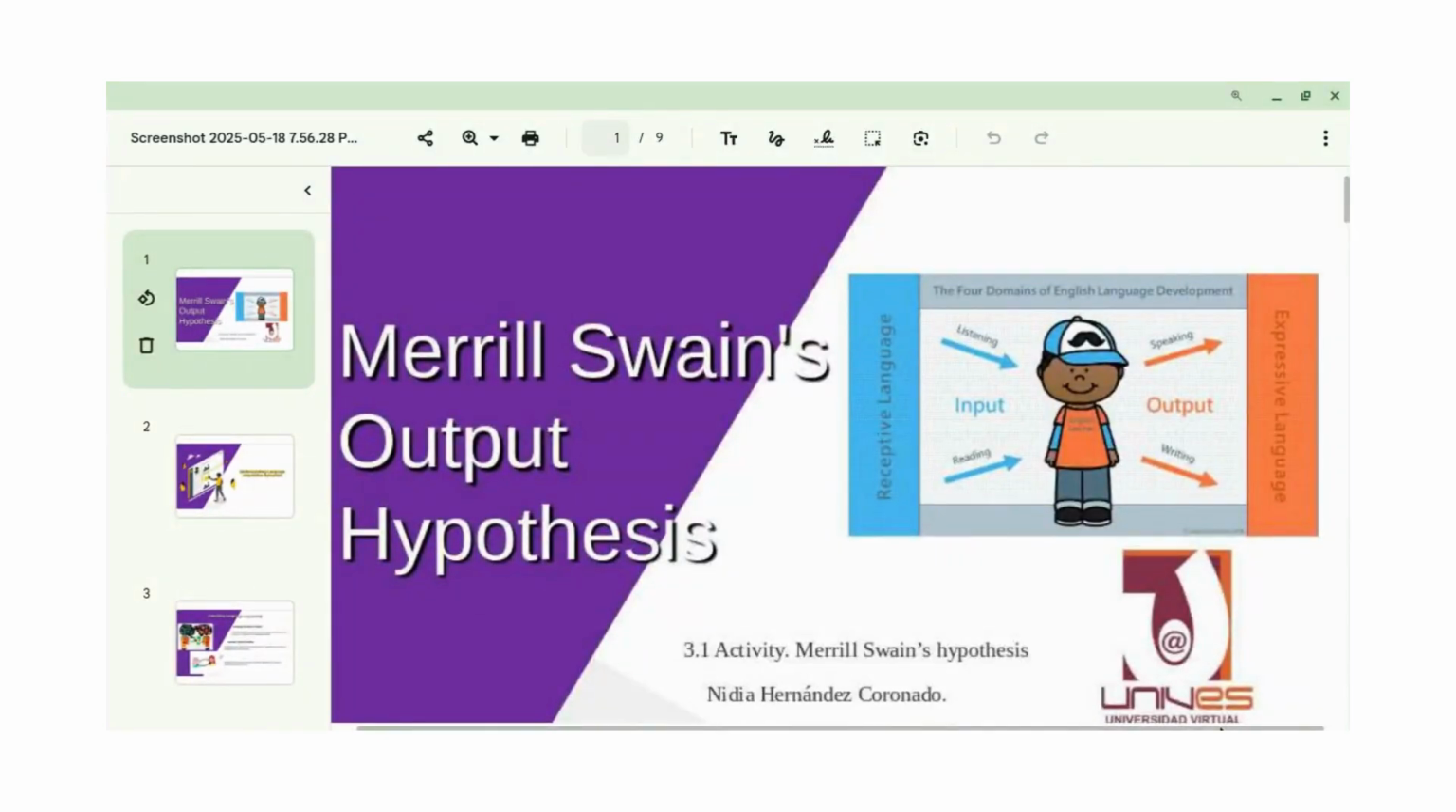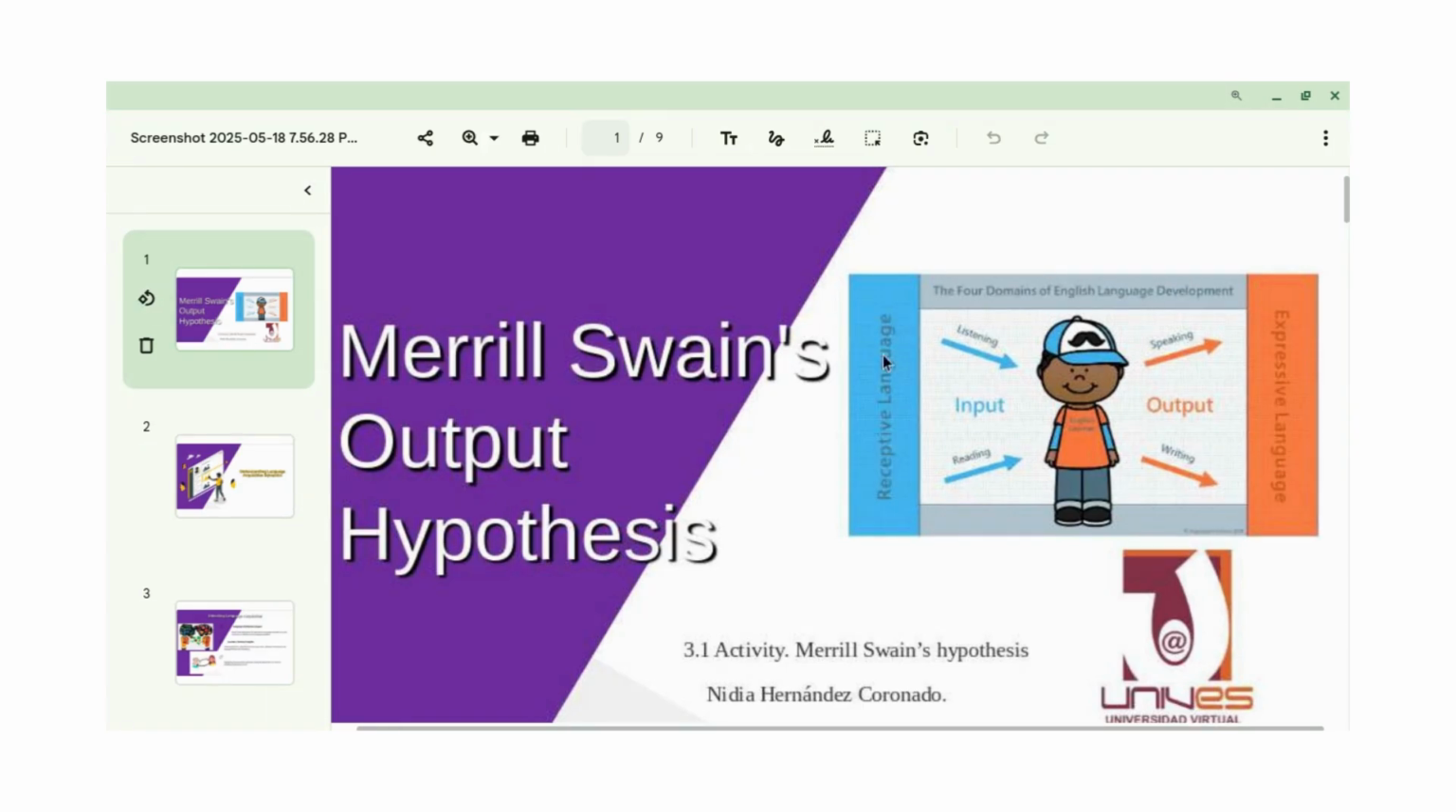Hello, my name is Nidia, and I will present for you Merrill Swain's output hypothesis. First of all, I would like to explain that I did use the Gamma page, but as I don't have complete access to the platform because it requires payment, I just took screenshots and I will explain it in this PDF.